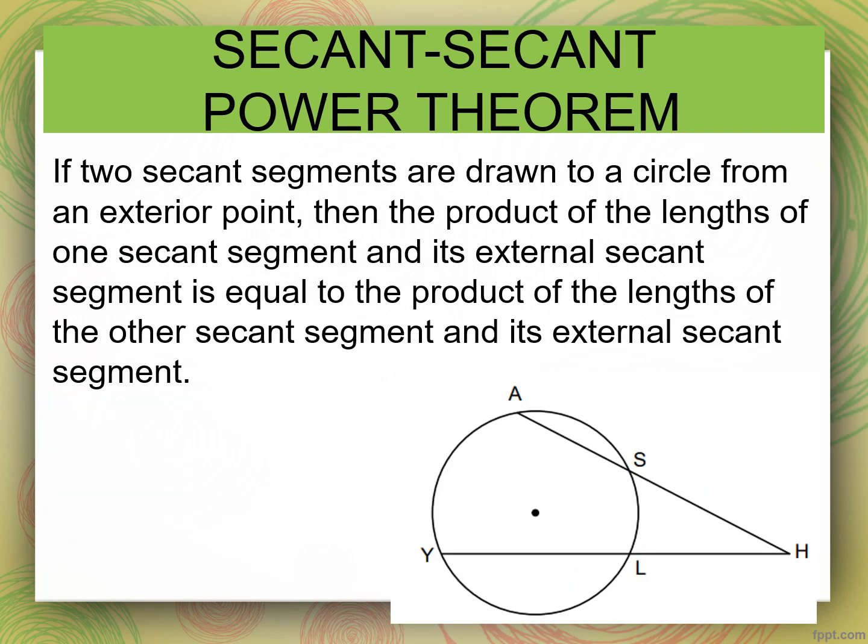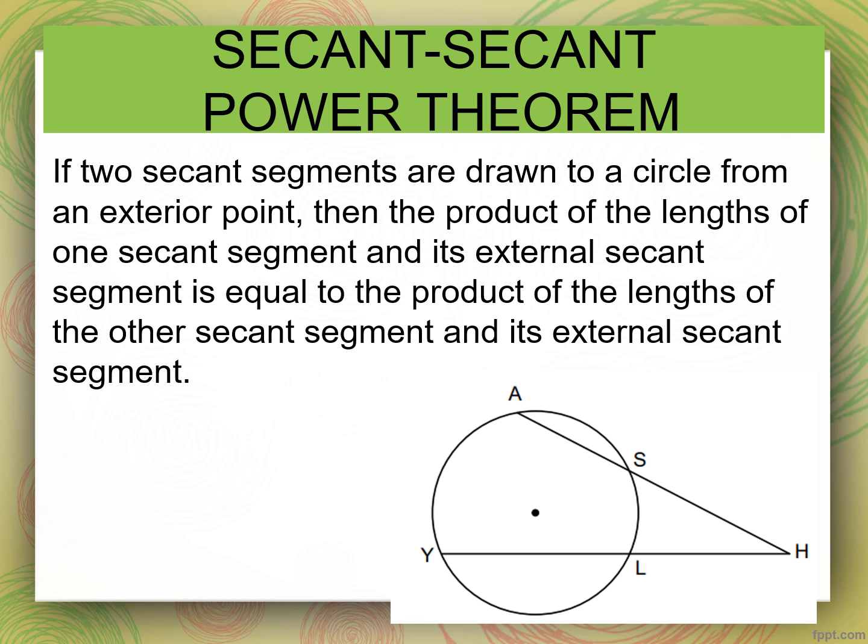Okay, now let's have the second one, secant-secant power theorem. So if two secant segments are drawn to a circle from an exterior point, then the product of the lengths of one secant segment and its external secant segment is equal to the product of the lengths of the other secant segment and its external secant segment. Okay, so again we have here a figure.